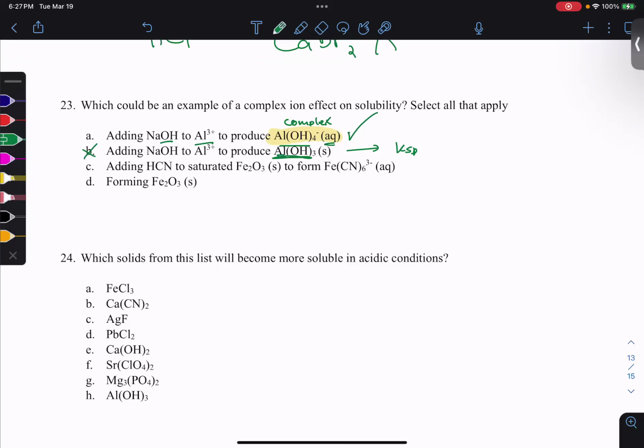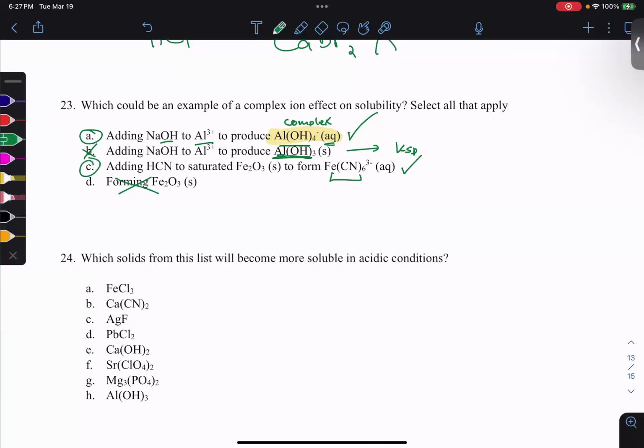Great. Adding HCN to saturated rust to form an iron cyanide complex. Is that complex ion formation? Yes, it is, because again, you are forming a complex. What about forming rust? Is that complex ion formation? No. So only two of these things actually are utilizing Kf to some extent, where we're combining a cation and an anion to form a soluble complex ion that's aqueous.